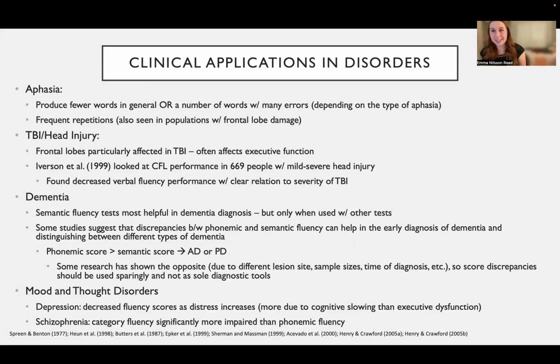With TBI and head injury, verbal fluency is a huge measure that we use to track different things, because frontal lobes are particularly affected in traumatic brain injury, which often affects these people's executive functioning. So Iverson looked at CFL performance, with those letters C, F, and L, in 669 people that had mild to severe head injury. And they found decreased verbal fluency performance with clear relation to the severity of TBI. So if someone had mild TBI, they did slightly better on the verbal fluency test than someone who had severe TBI.